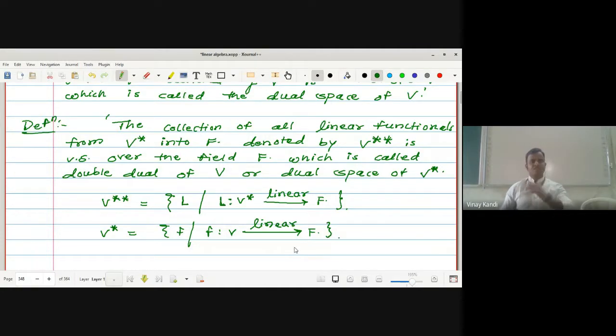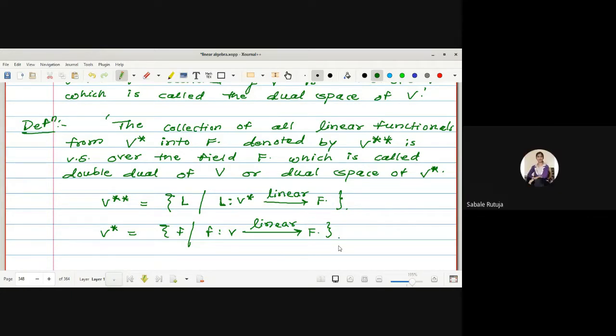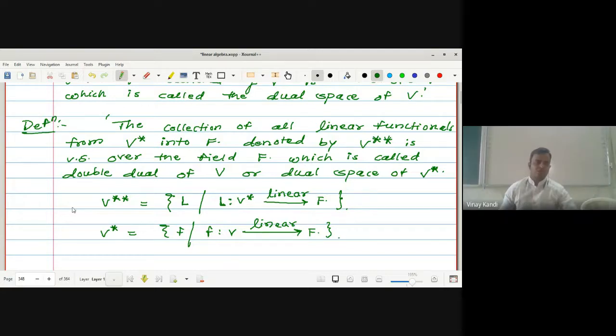Any doubt in the definition of double dual? No, sir. ओके. हा तुमचा जो सेट आहे हा पण वेक्टर स्पेस फॉर्म करतोय ओव्हर द फील्ड F. आणि हा जो V double star तो कोणाला आयसोमॉर्फिक असेल तर तो तुमच्या ओरिजिनल वेक्टर स्पेस V ला आयसोमॉर्फिक असतो. ओके, ते पुढे आहे एक थेरम.